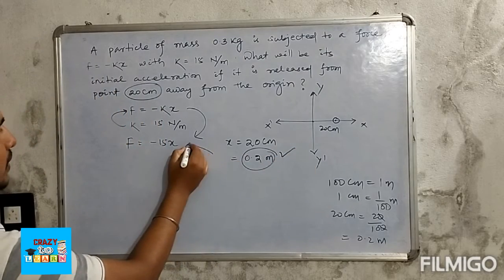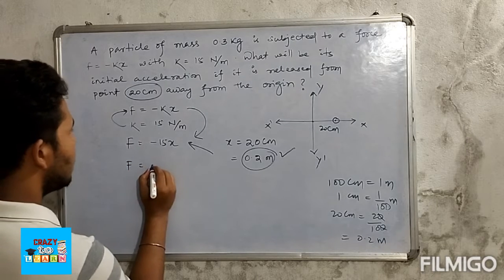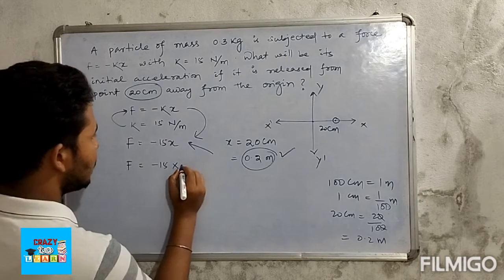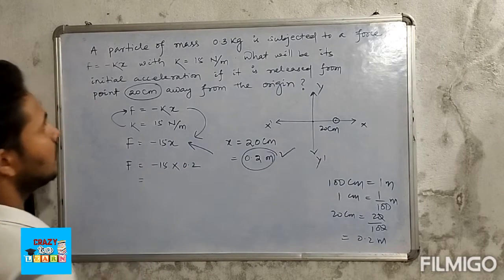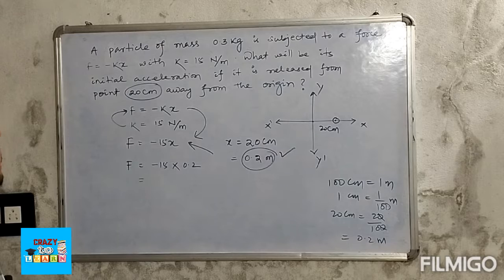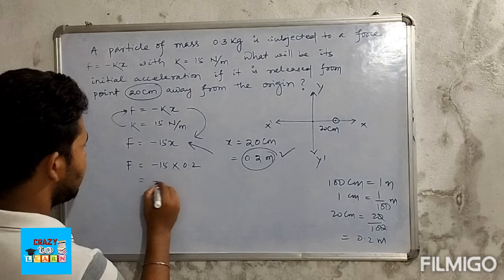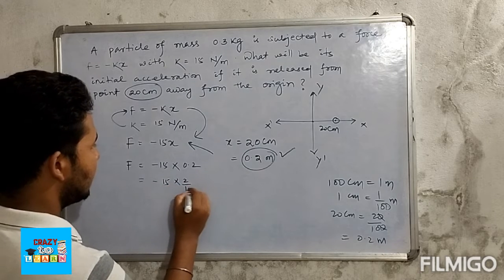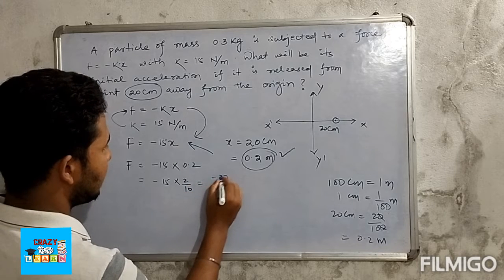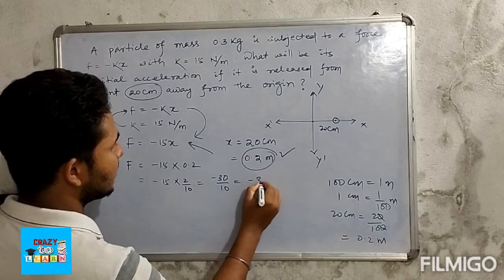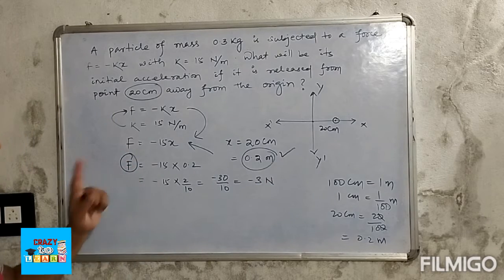Put the x value in this formula. What will you get? F is equal to minus 15 into 0.2. So minus 15 into 2 by 10. 15 into 2 is 30, by 10, minus 30 by 10. So it is minus 3 Newton. We got the F value.